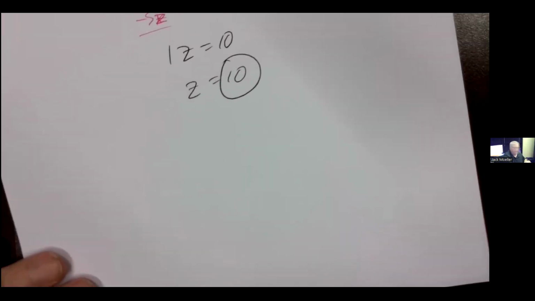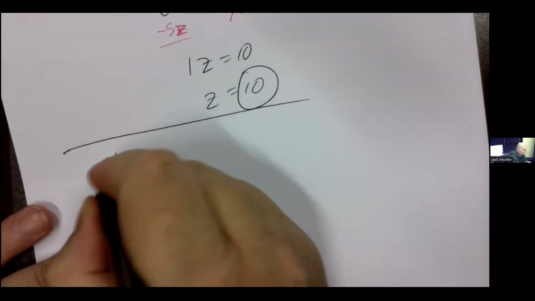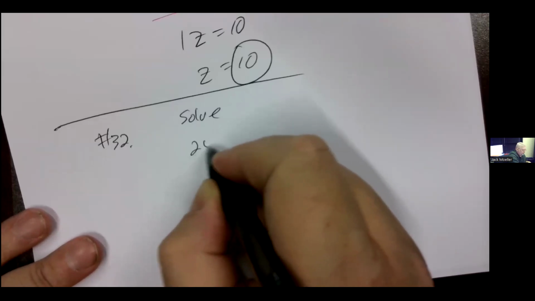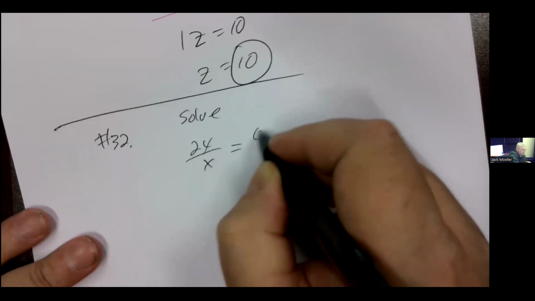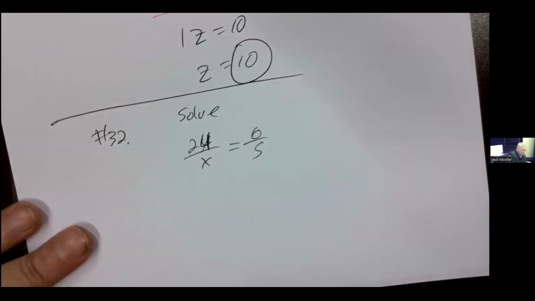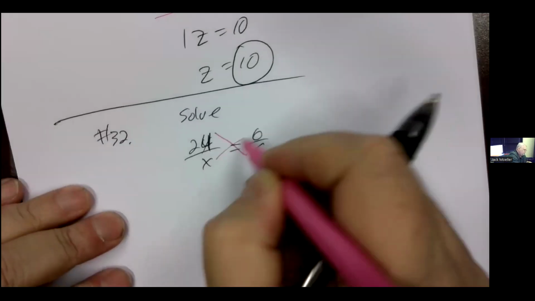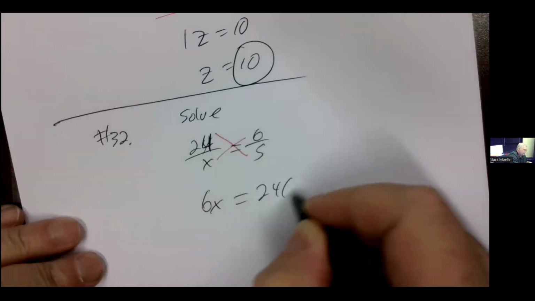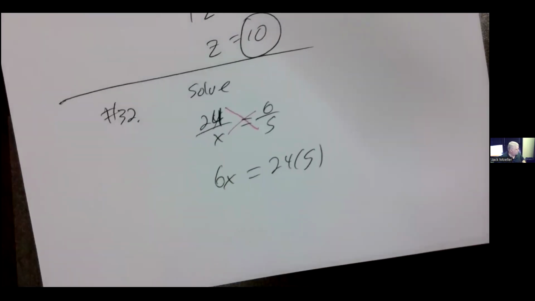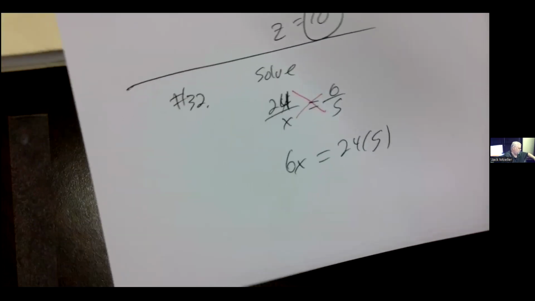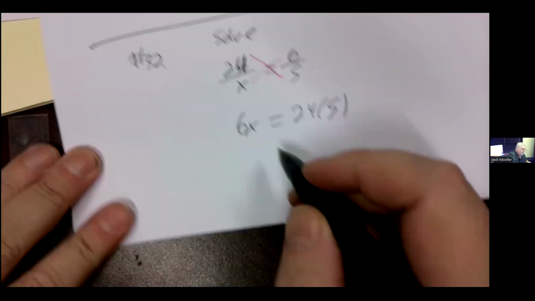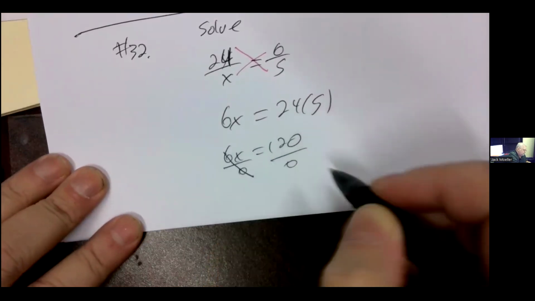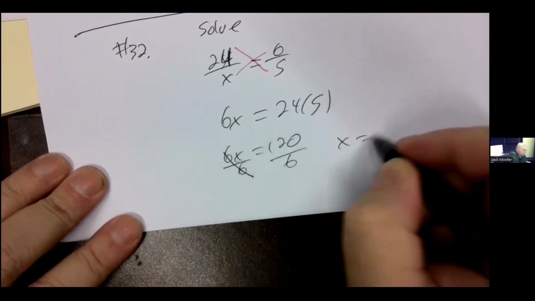This is my number 32. So we have 24 over x equals 6 over 5. So your cross product: 6x equals 24 times 5. Then to solve it, do your multiplication. 24 times 5 is 120. And then divide by 6. x equals 20.